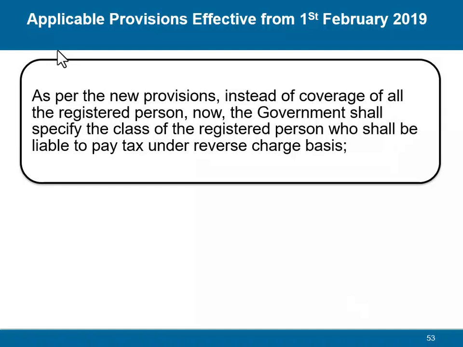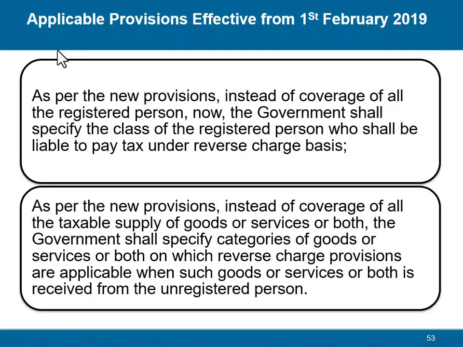Applicability provisions: as per the new provisions, instead of coverage of all the registered persons, now the government shall specify the classes of registered persons who shall be liable to pay tax. अच्छा, ये registered लोगों के लिए भी applicable है, but not all. But next, as per the new provision, instead of coverage of all the taxable supply of goods or services or both, the government shall specify the categories of goods or services or both, where the reverse charge mechanism is applicable when the goods or services or both is received from an unregistered person.